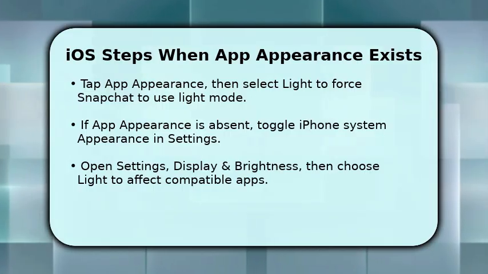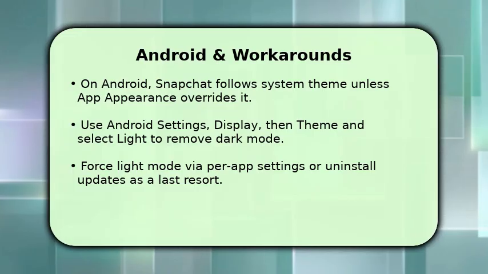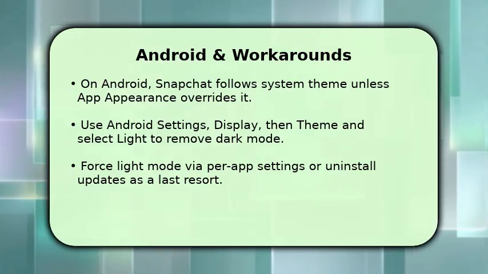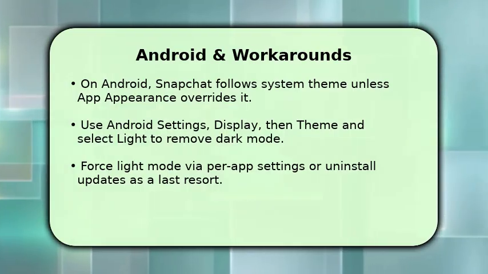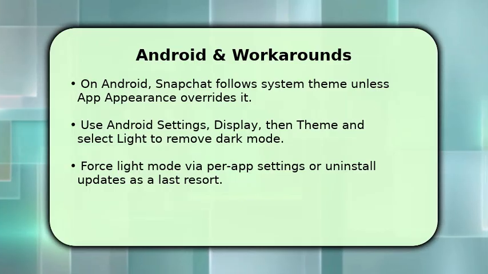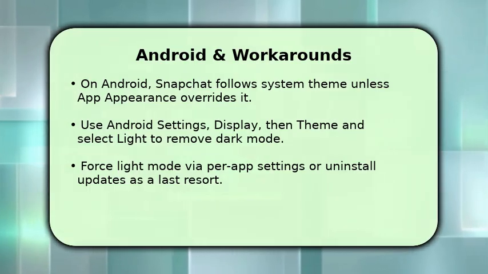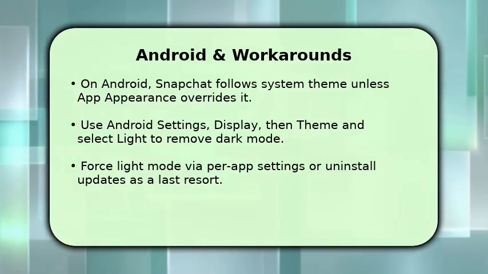On Android, Snapchat usually follows the system theme unless App Appearance overrides it. Open Android settings, go to Display, then Theme, and select Light to remove dark mode across apps. If that does not work, check Snapchat settings for App Appearance and choose Light there.